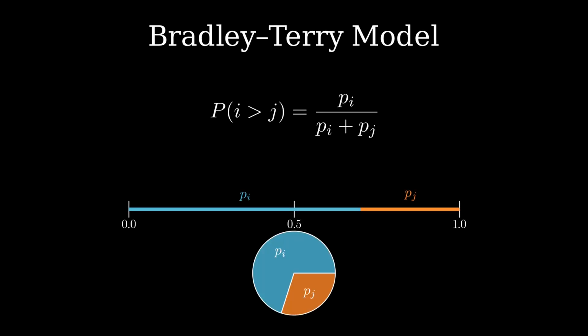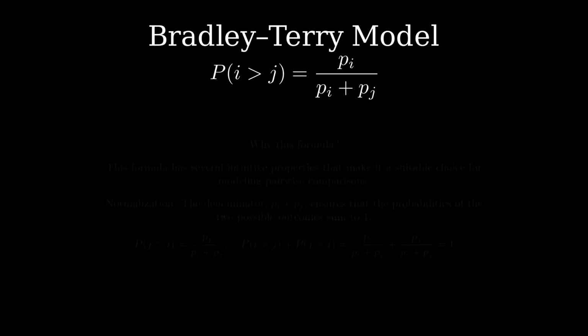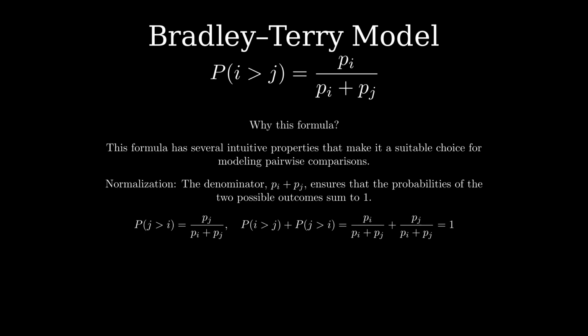Okay, so why this formula? This formula has several intuitive properties that make it a suitable choice for modeling pairwise comparisons. Normalization. The denominator, p_i plus p_j, ensures that the probabilities of the two possible outcomes, either i beats j or j beats i, sum to 1.